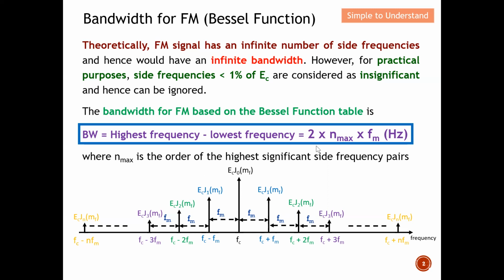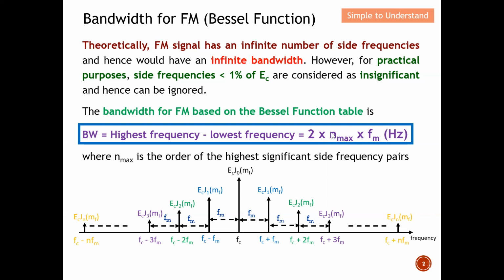Do you agree? So over here, can you take a look here? So basically, this is 2. I have 3 significant so-called coefficients from the Bessel function table. So 2 times 3 times FM, which is the frequency of the modulating signal.